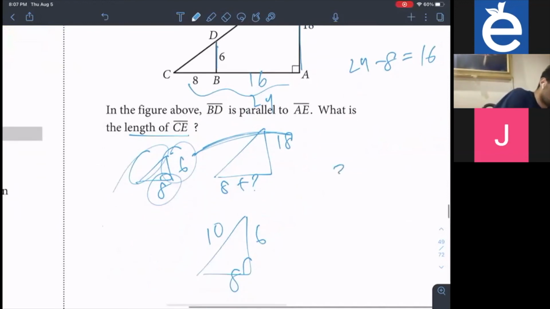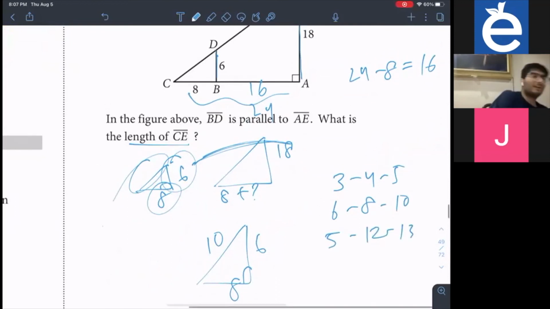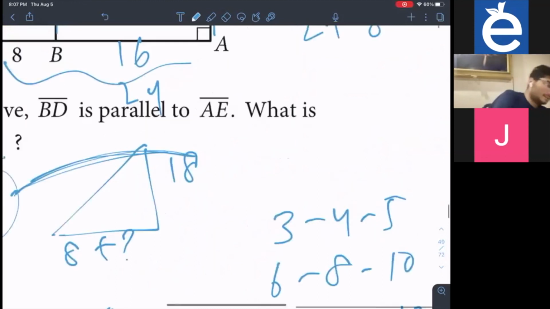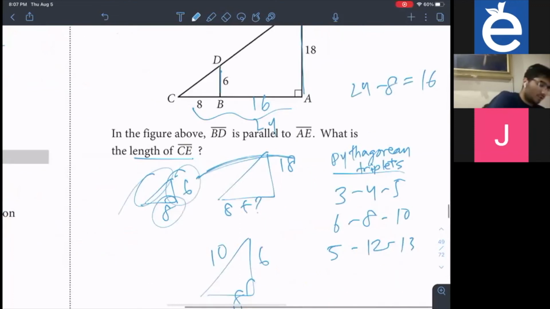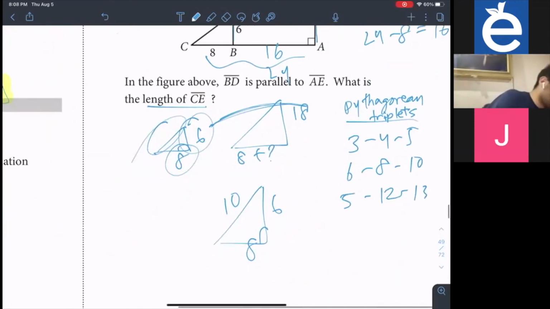Make sure you know that. 3, 4, 5, 6, 8, 10, and 5, 12, 13 are all common right triangle trios that they would give you, the Pythagorean triplets. So make sure to know these. So we know it's 6, 8, 10.